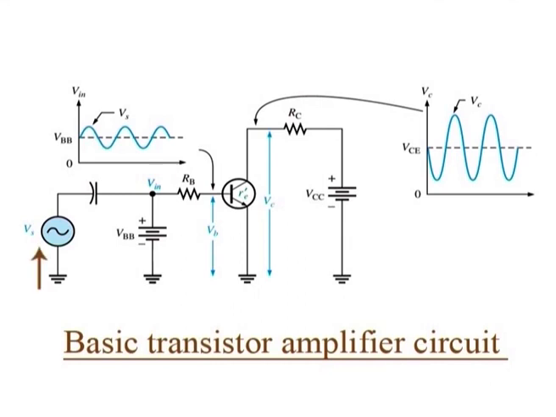An AC voltage Vs is superimposed on the DC bias voltage Vbb by capacitive coupling. The DC bias voltage Vcc is connected to the collector through the collector resistance Rc. The AC input voltage produces an AC base current, which results in a much larger AC collector current. The AC collector current produces an AC voltage across Rc, thus producing an amplified but inverted reproduction of the AC input voltage in the active region of operation.